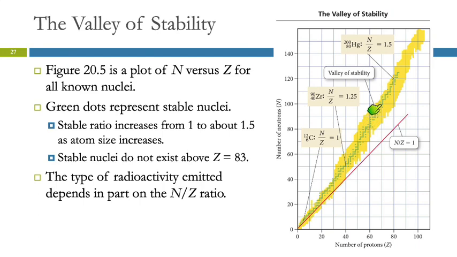And this is called the valley of stability, because you can imagine that on this side is like a mountain, and on this side is like a mountain, right? It's like, well, if I go too far this way or too far that way, I'm going up in potential energy. And so this is the lowest, most stable place. It's called the valley of stability.